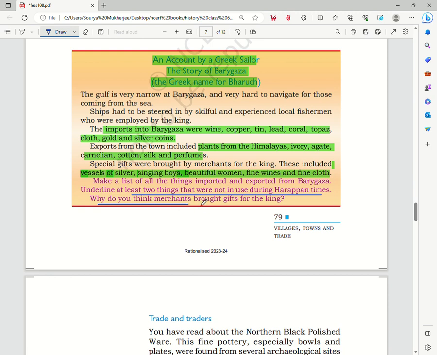Why do you think the merchants brought gifts for the king? As we read, the main reason why the merchants brought gifts for the king was that it was a way to please the king, and to seek permission from the king to trade in the city. He had to present something to the king, and in return the king gave the merchants permission: yes, you can trade in this city and in my lands, and you don't have to worry for your protection. So this was mainly the reason. And also this was sometimes sponsored by the rulers, who sent the merchants to establish diplomatic ties and have better relations with a particular ruler.